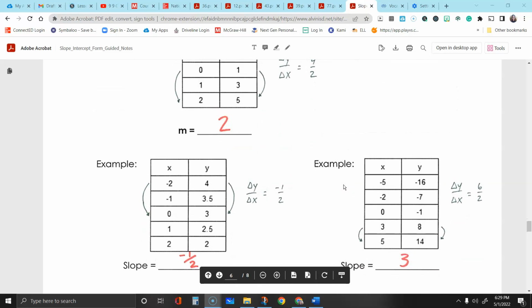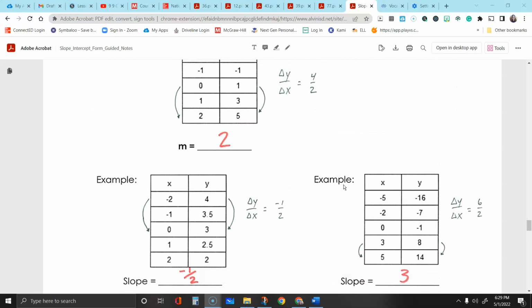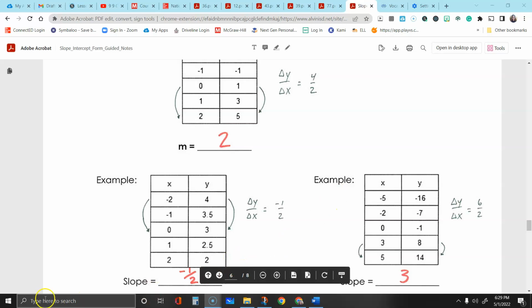So we found our slopes. Now we have to find our y-intercept. Well, if you look here, we said our y-intercept will always have a 0 for an x. So our y-intercept in this one is going to be 1. In this table, we have a 0 for an x and 3 for a y. So in this table, our y-intercept is going to be 3. And in this table, our y-intercept is going to be -1.